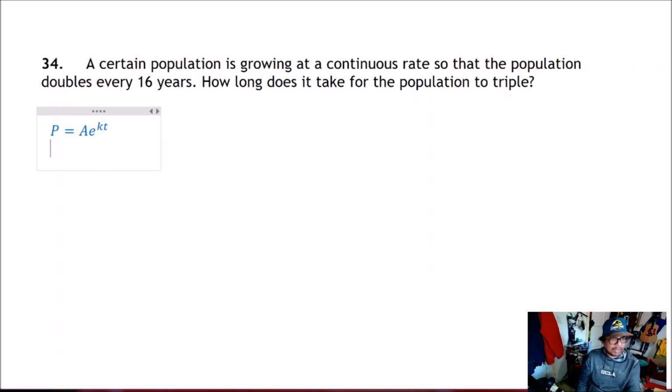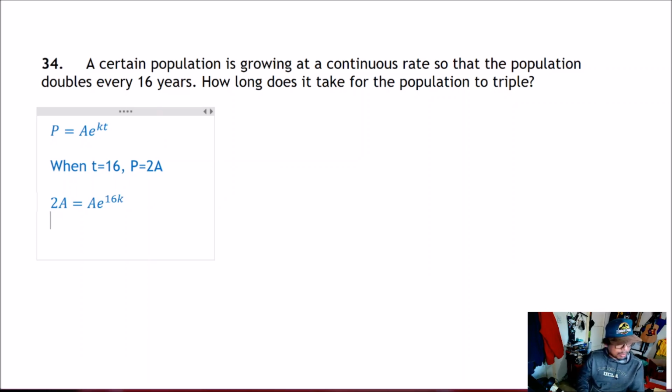And let's see, we know that it's going to double every 16 years. And that means that when t is equal to 16 years, the population is 2 times the initial amount, which is a. Using that, we can put together an equation where the current population is 2a, and that's equal to the initial population, a, multiplied by e to the 16k. We're going to do some light solving here, first by dividing that a out from both sides.